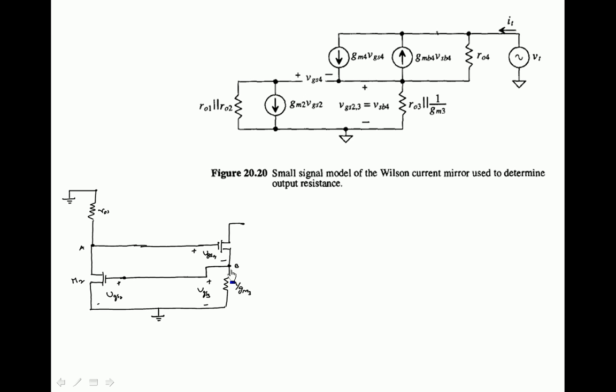From point B to ground, there is a 1 by GM3 resistor. It is modeled as R03 parallel 1 by GM3, effectively it is 1 by GM3 only. This R03 can be neglected, simply 1 by GM3, since it is diode connected. And M4 is modeled with effective drain current along with resistance R04.